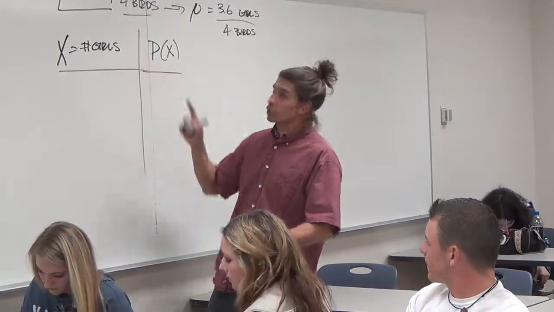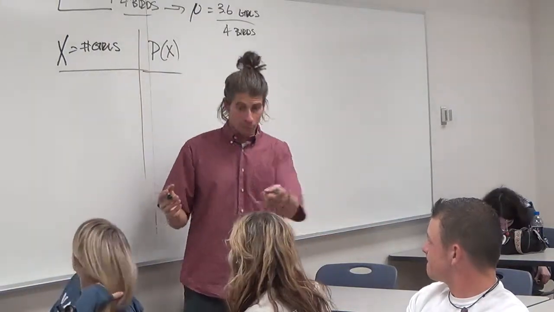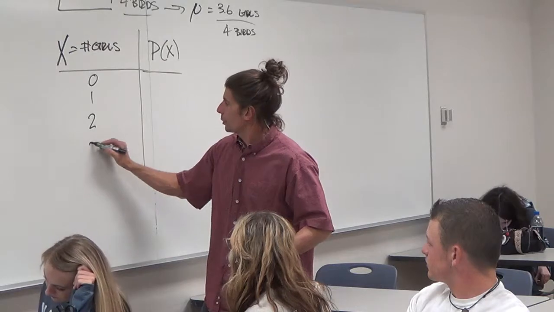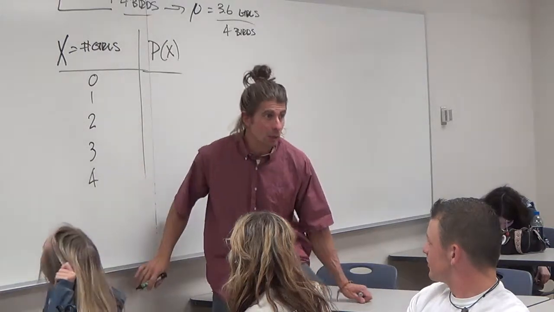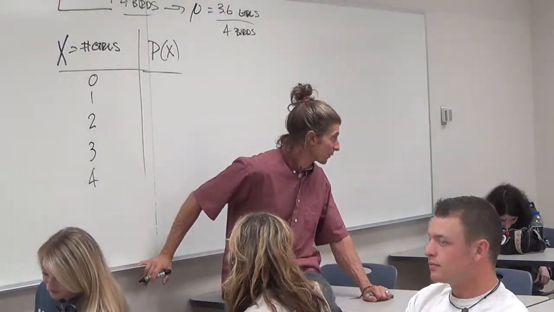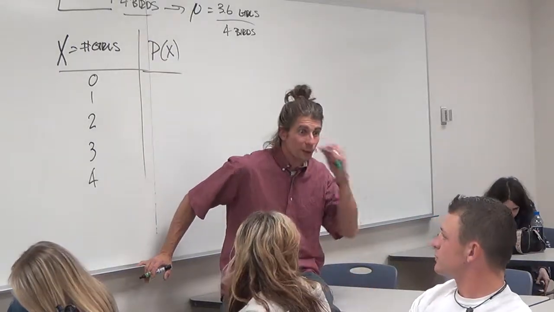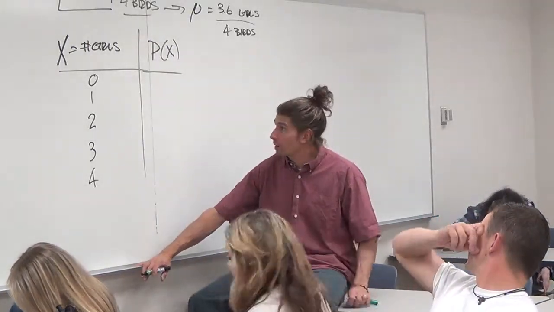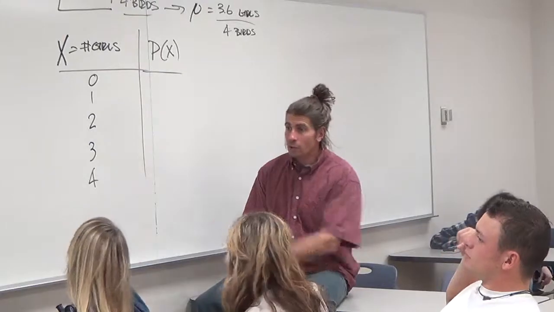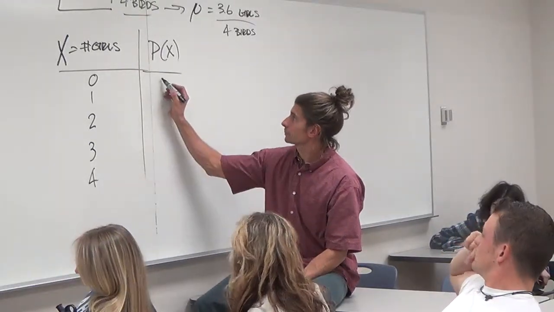Okay, so number of girls, chance. How many girls could I have had? None? 0, 1, 2, 3, 4. Notice the pattern there too? There's always one more possibility than the size of the flock, because you have to include the 0 in there. Okay? Grab one and tell me what it is. 0. JC, go.